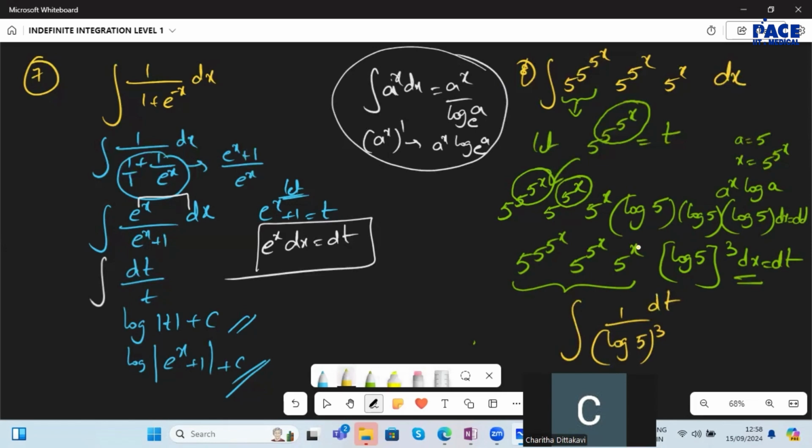Because this is just a constant value, you can just replace it. So this is nothing but 1 by log 5 whole cube into t plus c. But what is the t? T is nothing but 5 to the power 5 to the power 5 to the power x, plus c. There ends your question there. Very simple. Just revisit the question again, rewind it back a few minutes and check it carefully once again.